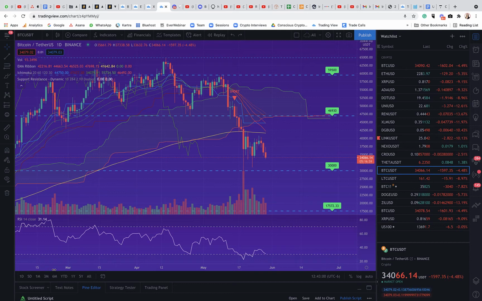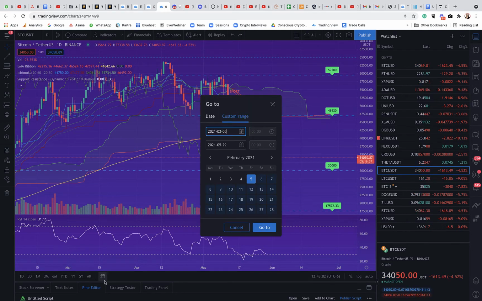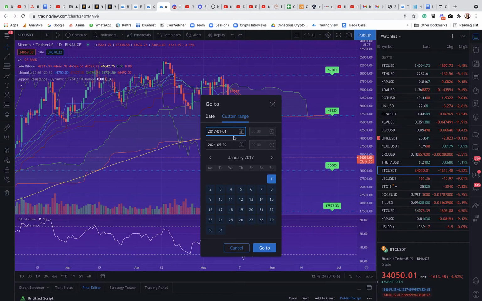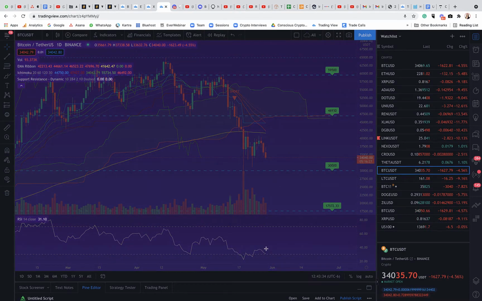So the first thing you want to do is come down to this little thing here down the bottom, which brings up the calendar so that you can put in a custom range. And let us look at the all-time high, which was in 2017. So I am going to go 01-01, so the beginning of that year. And then I'm going to come down to present day, which is the 29th of May 2021 at this stage, right? So we get that in.